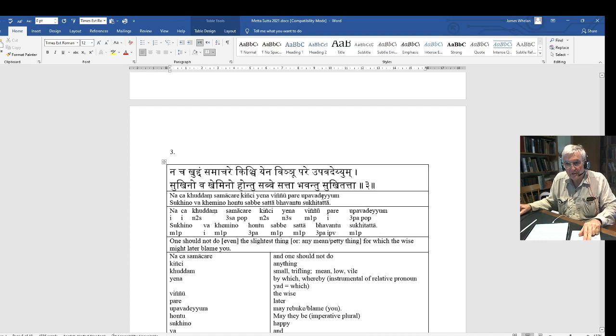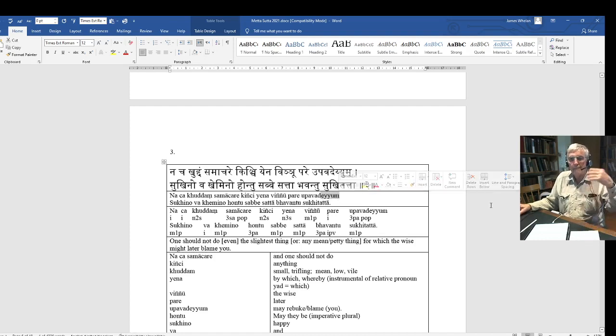upavadeyum. Here, look at this. This is the ayum ending. They might blame. Again, this is absolutely perfect use of the optative. You're not saying you have done this and so you will be blamed later. It's saying this is something for which one might be blamed later.